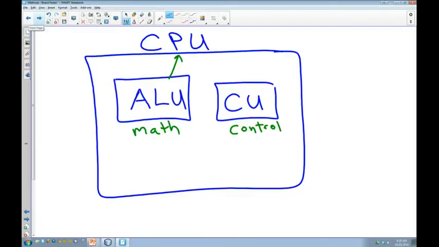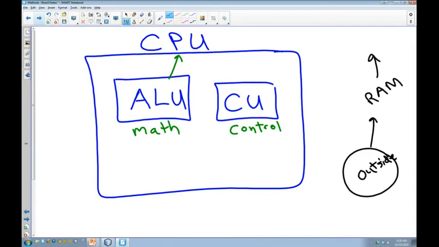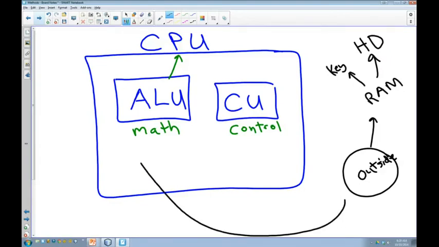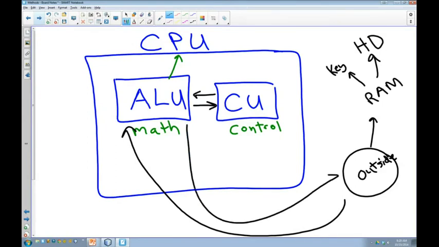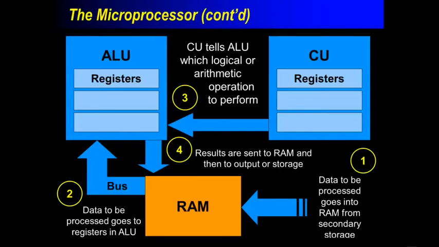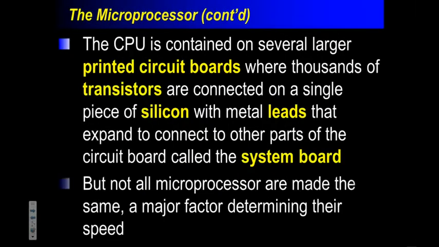So something outside of the CPU, which we know is really RAM and some sort of hard drive, or it could be the user, right? Maybe it's a keyboard. The user hit a key that then is coming in to the ALU. The ALU and the CU communicate with one another, and then results, once it's done the math, come back out. It's pretty simple, okay? It does get a little more complicated than that, but let's just keep rolling, okay?